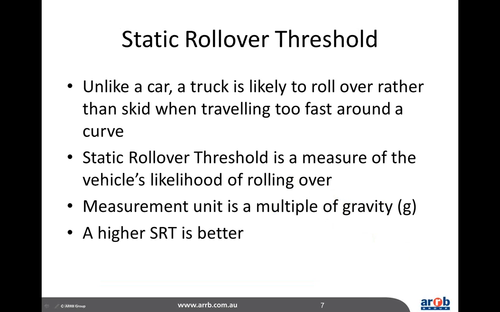Right, so the first one we want to talk about is static rollover threshold. This is one of the basics. Unlike a car, the truck is likely to roll over rather than skid when you go around a corner too fast. And static rollover threshold is a measure of how likely it is to do that. The measurement is a multiple of gravity, so it's a measure of lateral acceleration, which is acceleration in the sideways plane, measured in a number of G's. And the higher your static rollover threshold for a vehicle, the safer the vehicle is.